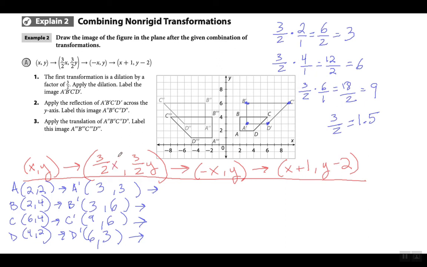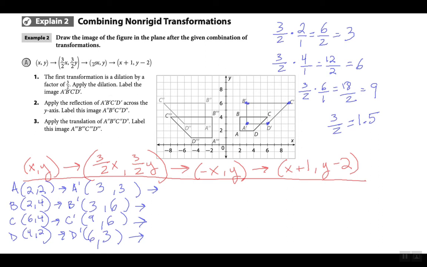Okay, I'll say that again. If you multiply by a number bigger than 1, the shape gets bigger. If you multiply it by a number that's between 0 and 1, it gets smaller. Okay, so in this case, the shape got bigger. It's a dilation by a factor of 3 over 2 or 1.5.